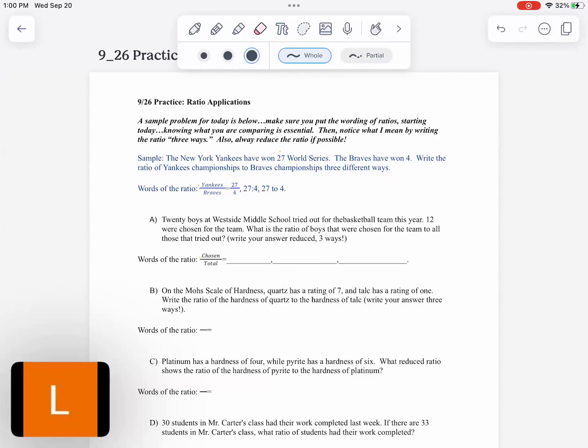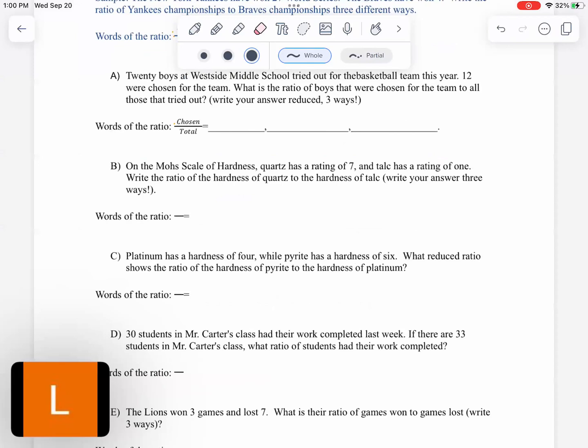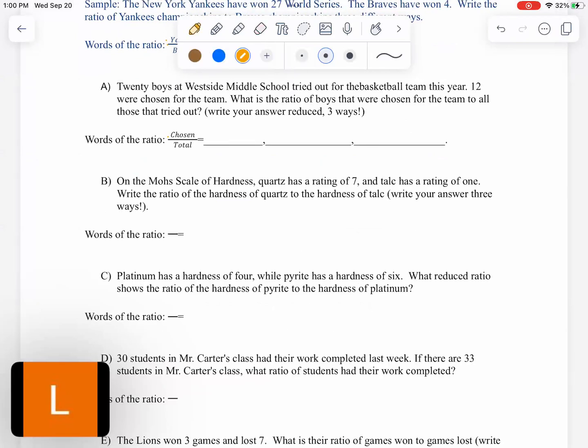All right, if you're watching this one, you should have completed your 9.26 practice on ratio applications, and you should be here to check over your work. Okay. And again, this is about following the process correctly, that's the big thing here.